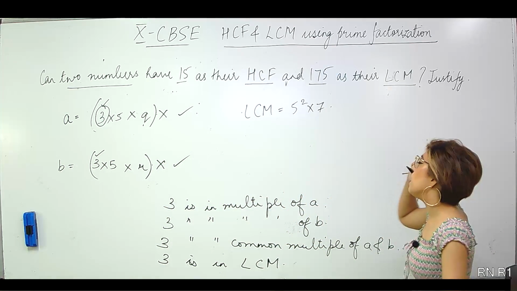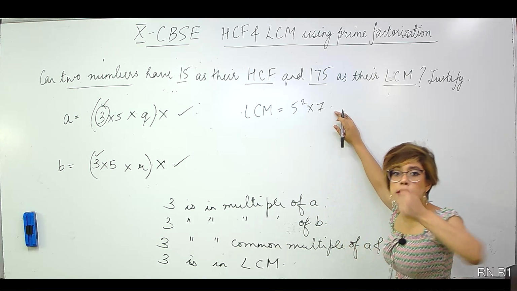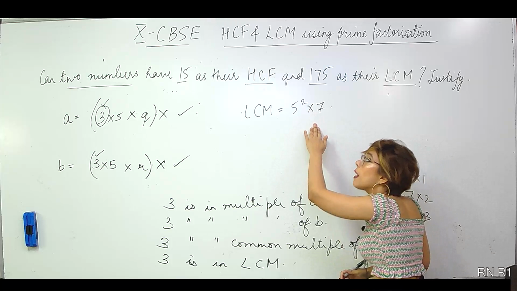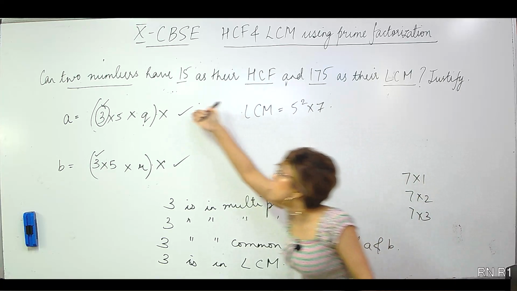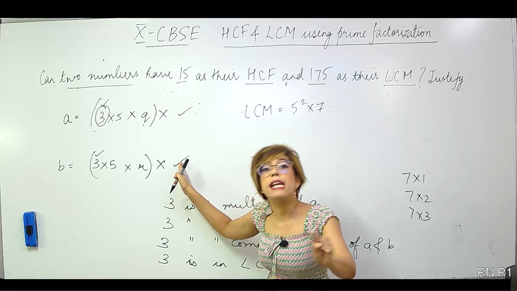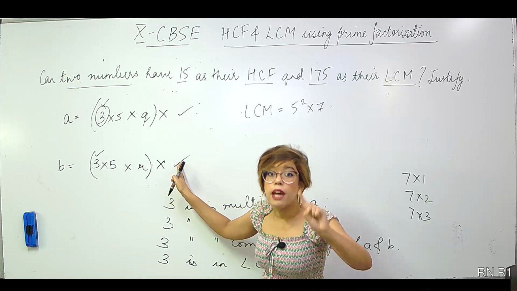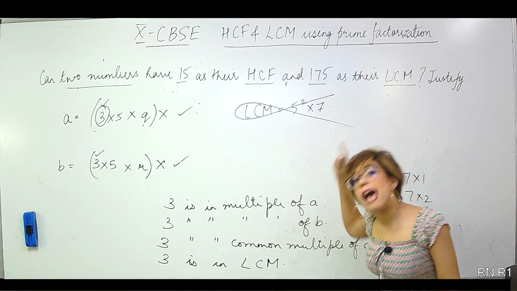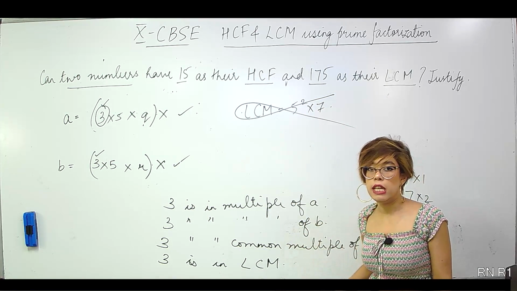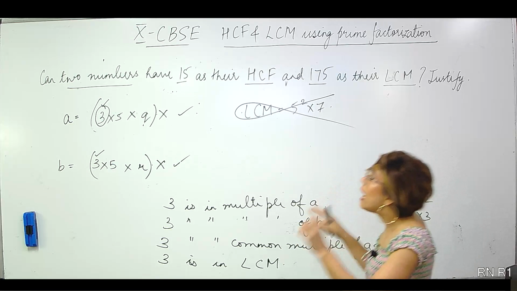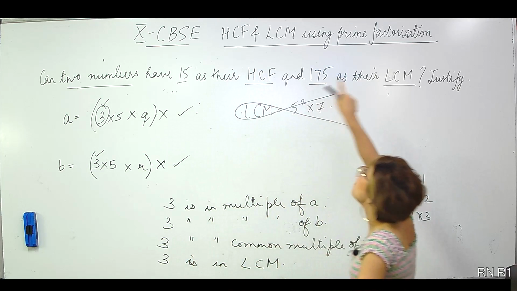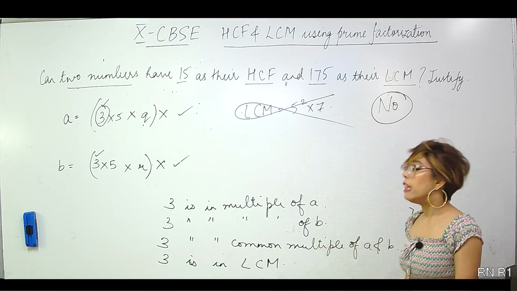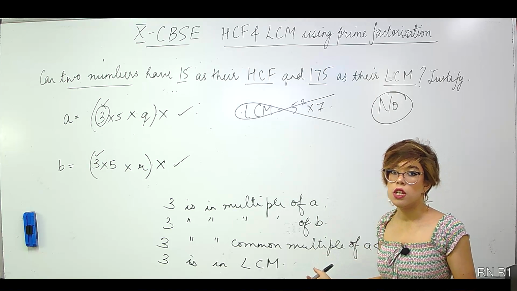Now, let's look at this number. Does it have 3 in its prime factorization? The answer is no. If it does not have 3 in its prime factorization, do you think this can be the LCM of these two numbers, which should have 3 in its LCM? The answer is no. This cannot be the LCM because it lacks the factor of 3. So the answer to the question, can two numbers have 15 as their HCF and 175 as their LCM? The answer is no. And this is the justification.